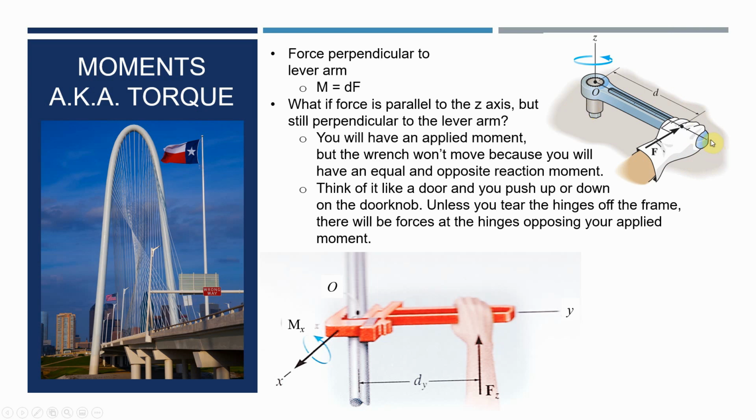Now, there is another situation. If you try to push parallel to this axis, you're not generating any moment because you would have a zero distance. You would have no lever arm. The force would be parallel to this line. No lever arm, that would be zero moment.